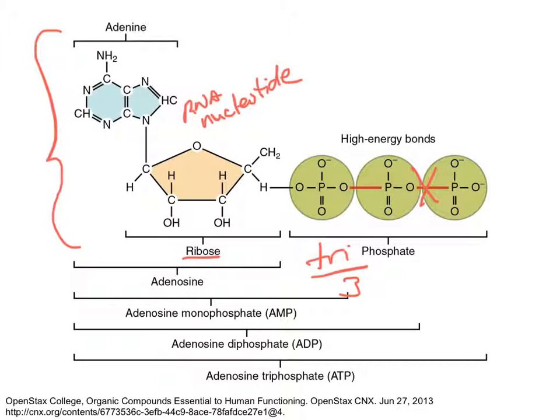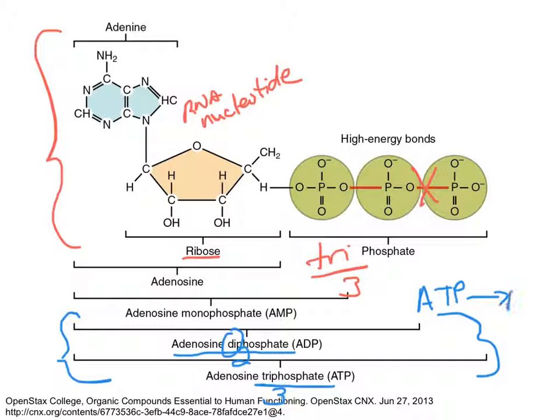Okay, so now let's look down here at the terms. When a single phosphate group is removed from ATP, you get adenosine diphosphate. So adenosine triphosphate has 3 phosphate groups. Adenosine diphosphate has only 2. So going from ATP to ADP releases energy.